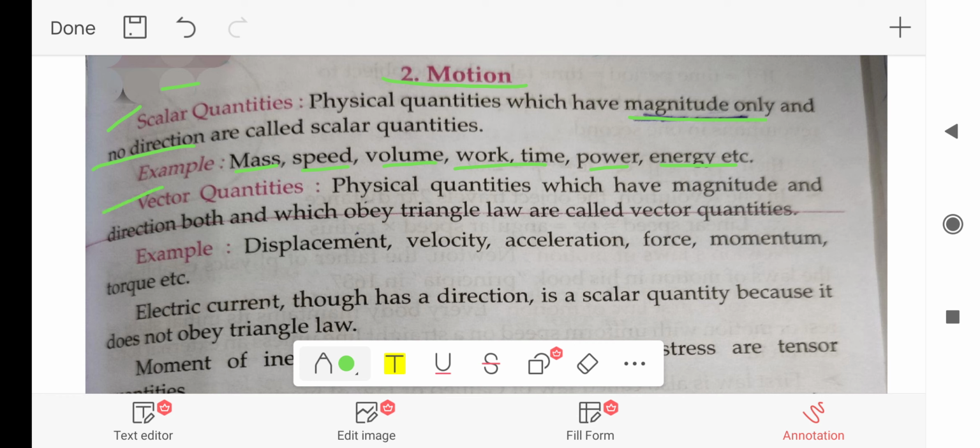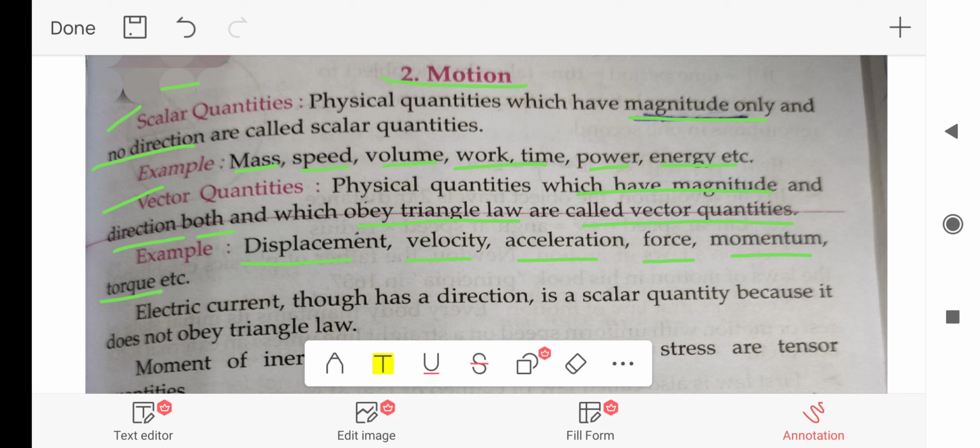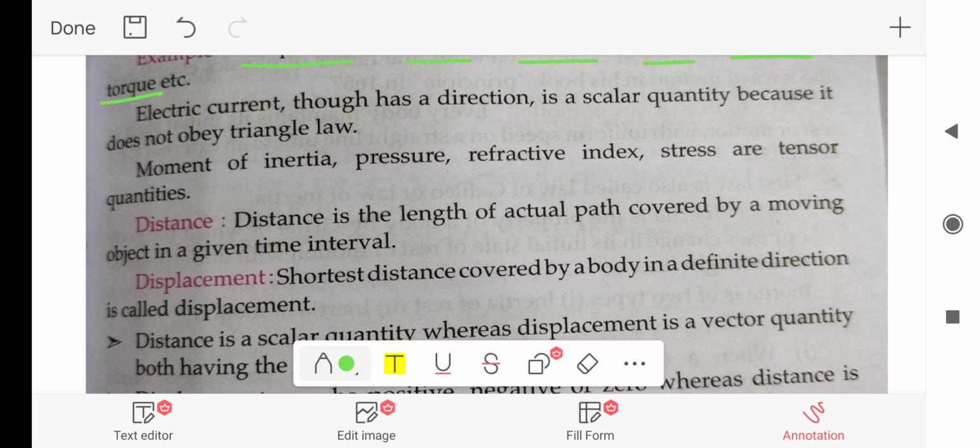Vector quantities. Physical quantities which have both magnitude and direction and which obey the triangle law are called vector quantities. Examples: displacement, velocity, acceleration, force, momentum, torque, etc. Electric current, though it has a direction, is a scalar quantity because it does not obey the triangle law. Moment of inertia, pressure, refractive index, and stress are tensor quantities.